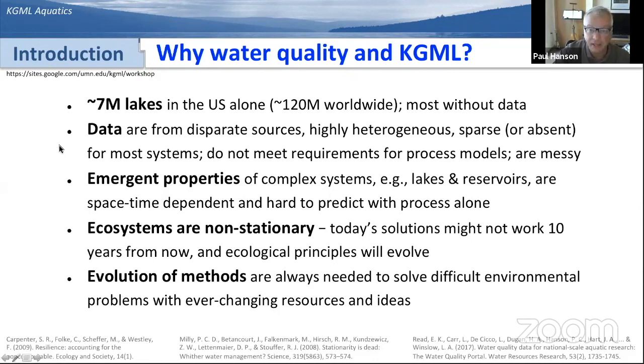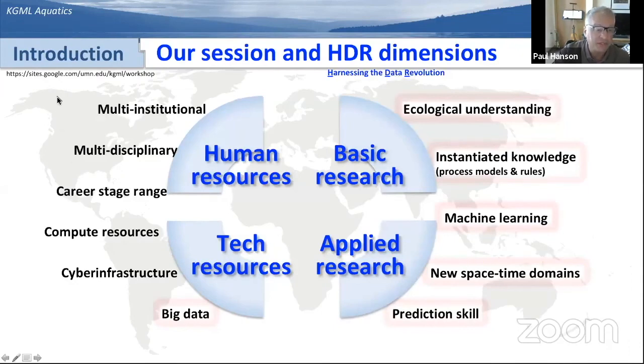Water quality in lakes is an emergent property of ecosystems. It derives from the interactions of the physics and the chemistry and the biology of the systems, external controls and internal feedbacks. They're space and time scale dependent. And so that makes them really challenging to predict for process models or for black box models as well. And of course, we're always looking for an evolution of methods that maps onto the available resources, or the resources that become available to us. KGML sits in a programmatic sense within the broader topic of harnessing the data revolution.